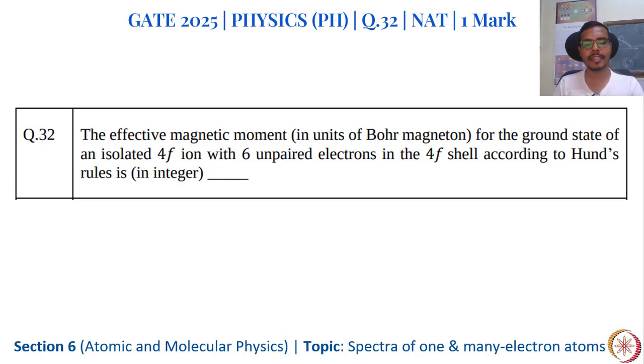So the question basically asks for the effective magnetic moment in units of Bohr magneton for the ground state of an ideal isolated 4f ion. The ion has 6 unpaired electrons in the 4f shell. We need to supply the answer as an integer. The crucial phrase here is ground state. This means we must strictly follow Hund's rules to determine the total angular momentum J. Once we have J, we can calculate the magnetic moment, as you know.